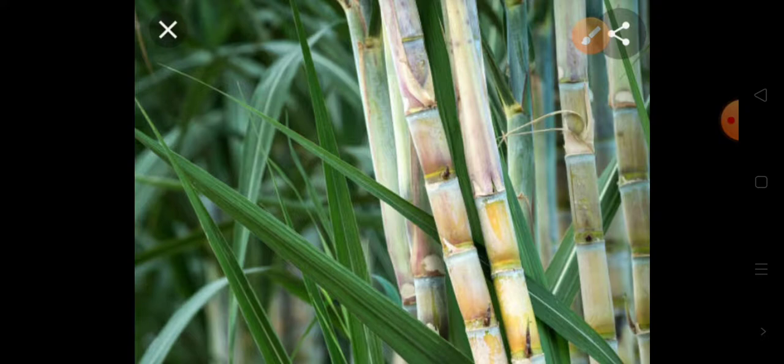Listen. In plants like sugarcane, extra food is stored in the stem. Okay, students? See the image. It is the image of the stem of sugarcane. In sugarcane, extra food is stored in the stem.